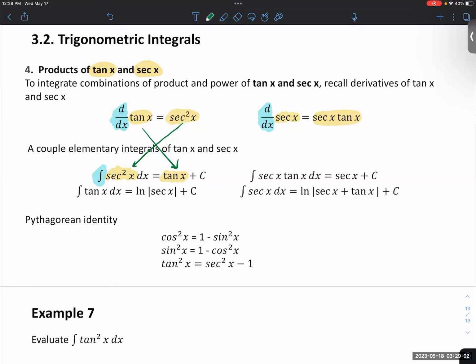Same thing, if you take the antiderivative of secant x times tangent x, you will get back secant x, correct? So this is just so obvious. You can always find out this information from the table.